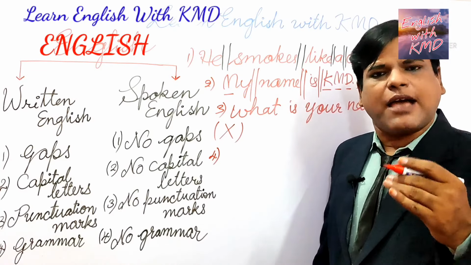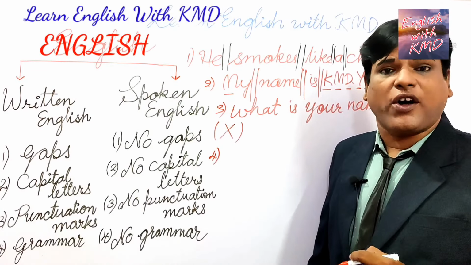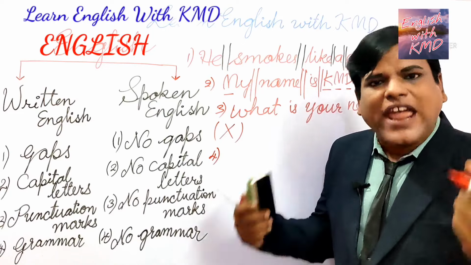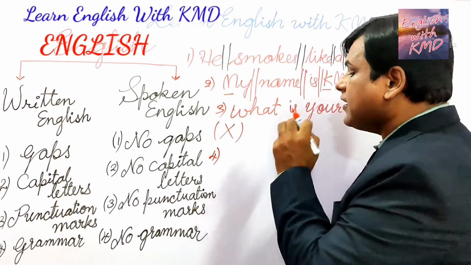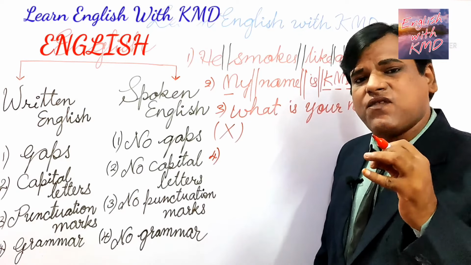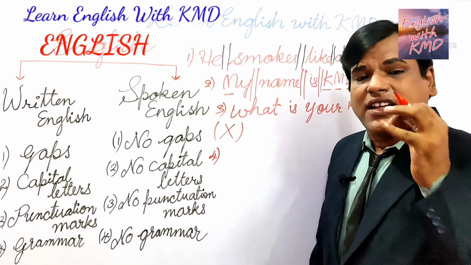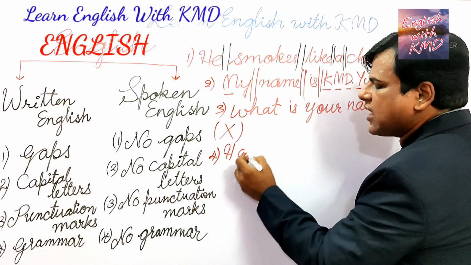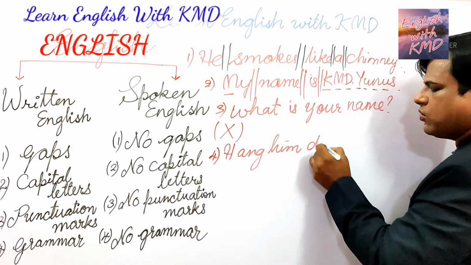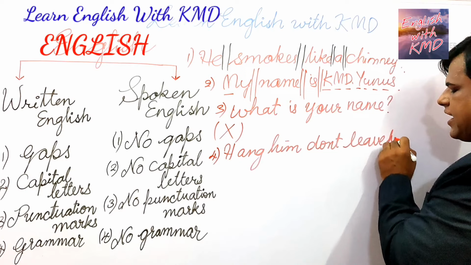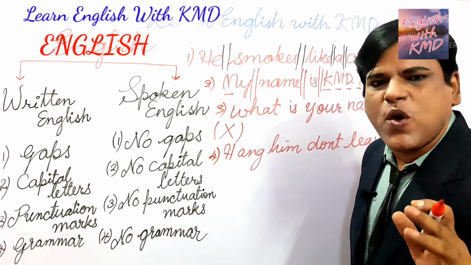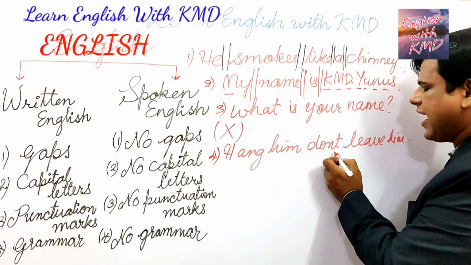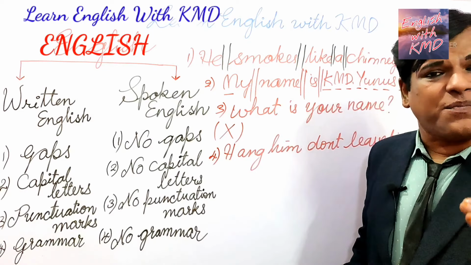Before I dive into example number 4, I gotta tell you something very important. This example is taken from a world-renowned grammar book written by Wren and Martin. This is a verdict given by a judge in a court. This is what a judge writes on a piece of paper. This is what he writes: hang him, don't leave him. Yes, you heard me correctly. This is the verdict given by a judge in a court: hang him, don't leave him. This is what he writes on a piece of paper.